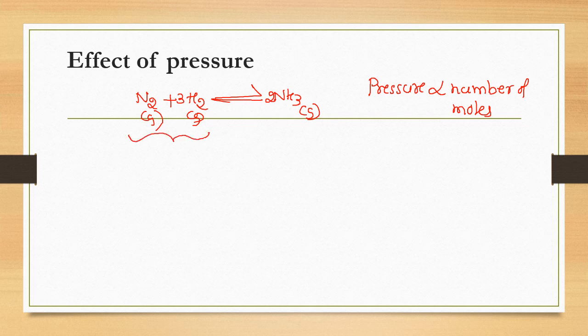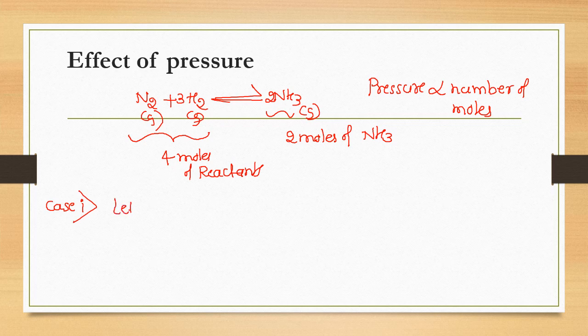Now, how many moles of reactants are there here? 1 mole of nitrogen and 3 moles of hydrogen. In total there are 4 moles of reactants already in the reaction, and 2 moles of ammonia. Now, case 1, let us increase the pressure of the system.